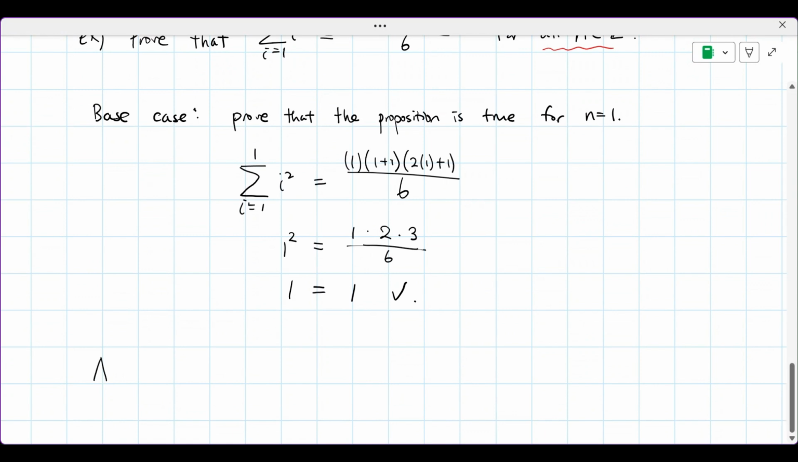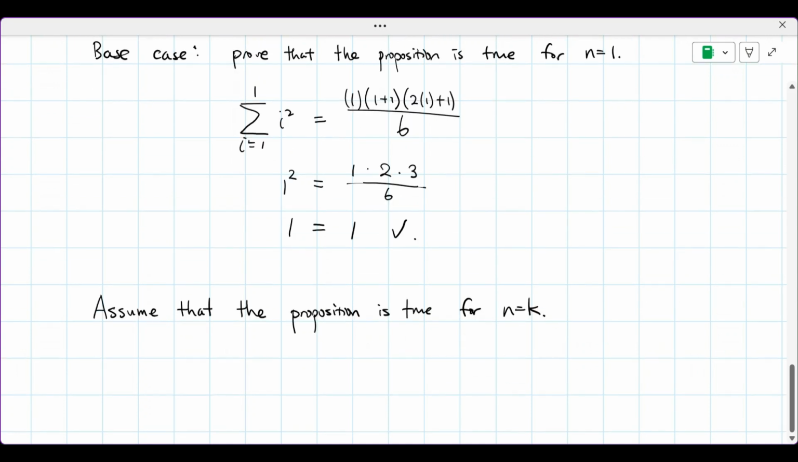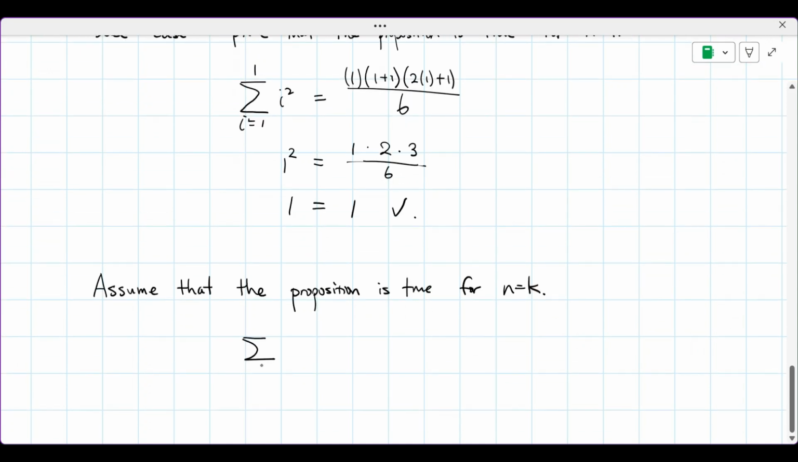Now let's move on to the next case. We assume that the proposition is true for n equals k. Once again, what I mean by that is we're going to write down the expression that the sum of i squared from i equals 1 to k is equal to k times k plus 1 times 2k plus 1 divided by 6. So I know this is true. I'm going to assume that this expression is true.